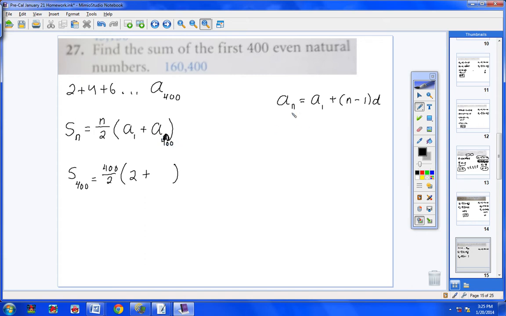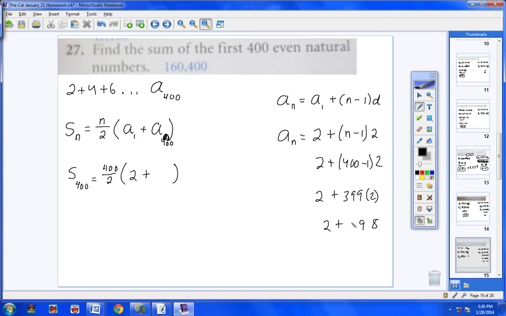So I come over here and I write my nth term. My nth term is my first term, 2, plus n minus 1. Now what's your common difference? 2, 4, 6, you're adding 2, so your common difference is 2. Now we're going to put 400 in for n, so 400 minus 1 times 2. So 400 minus 1 would be 399 times 2, which is 798 plus 2, so 800. So your 400th term would be 800.